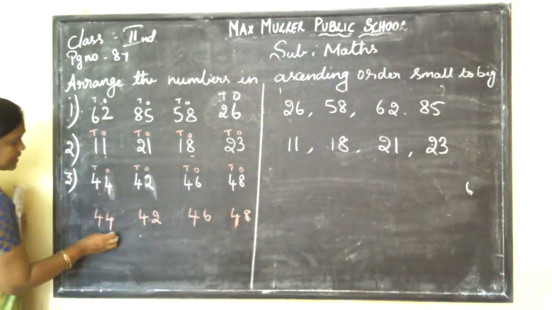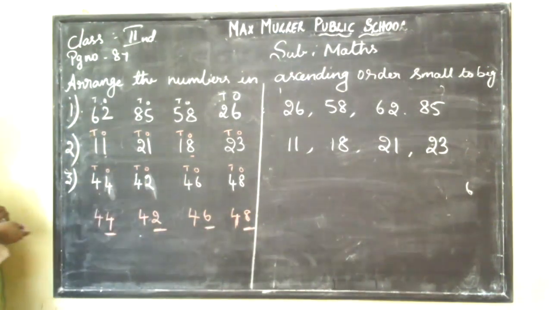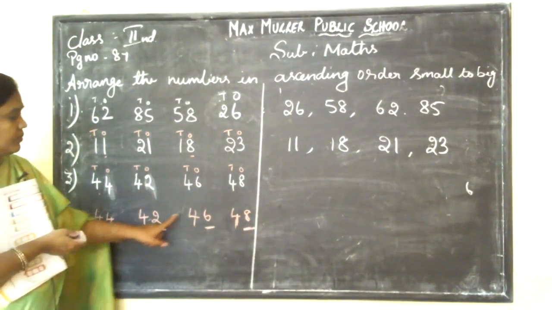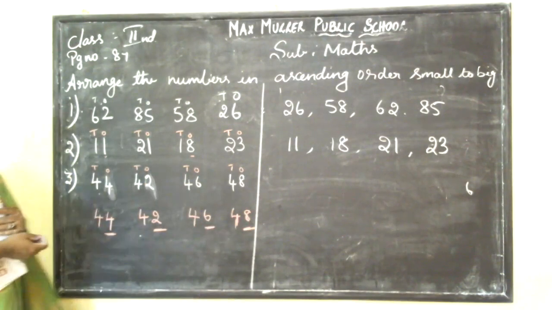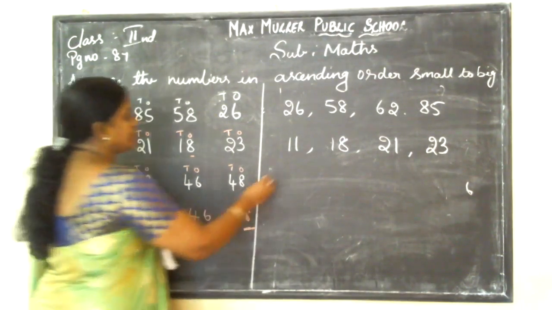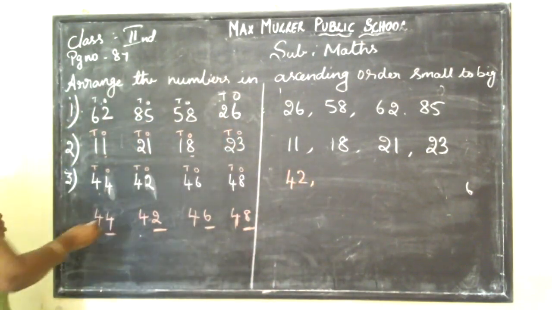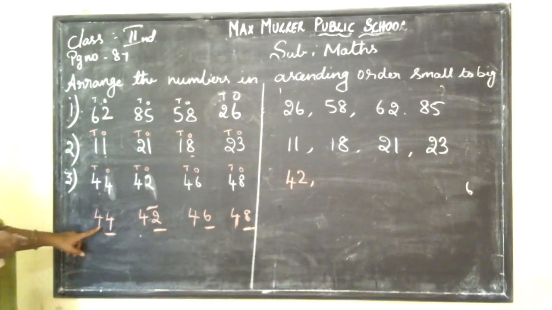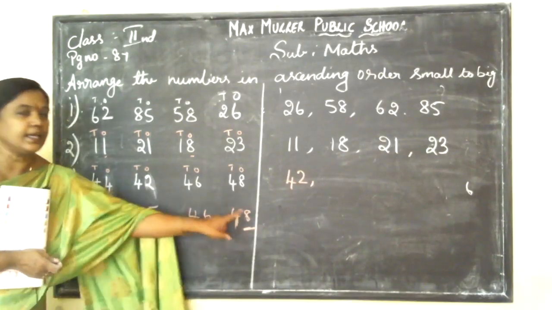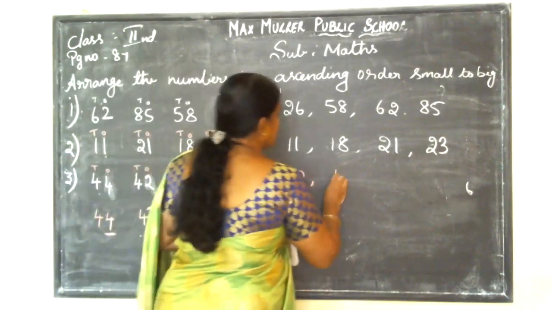You want to see, in this number, which one is small. Understood children? 4, 2, 6, 8. Which one is the small number here? 2 is the small number. So you write 42. We finished this. Now 4, 6, 8. Which one is small here? 4. So 44.